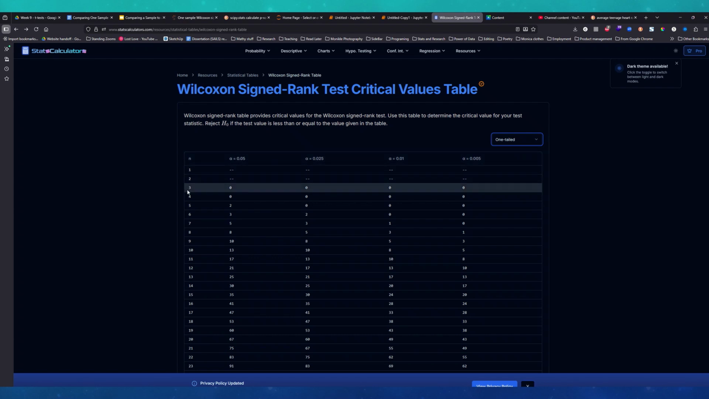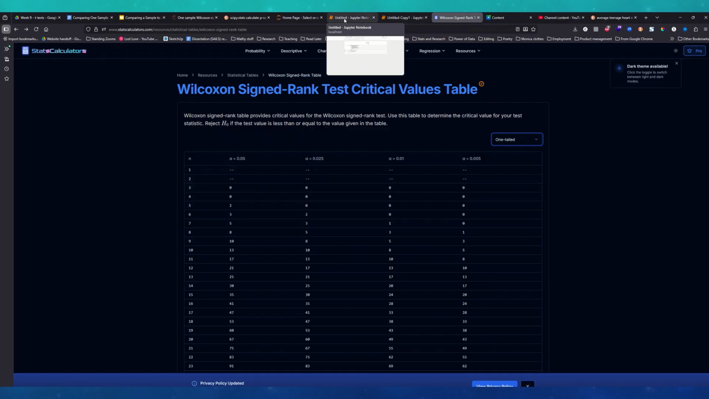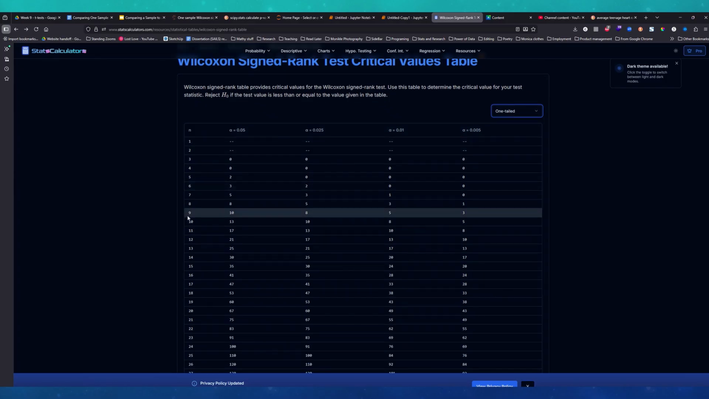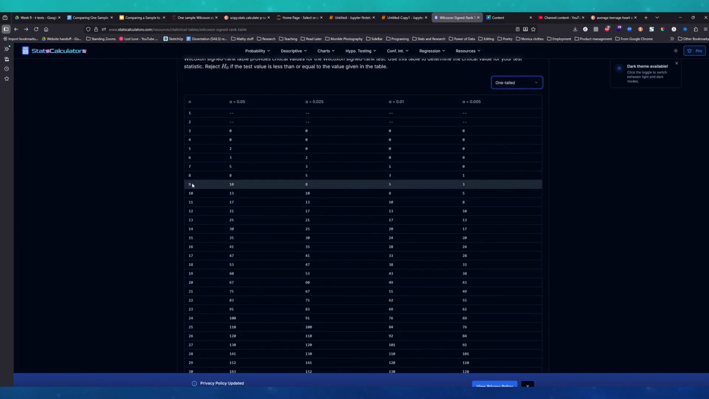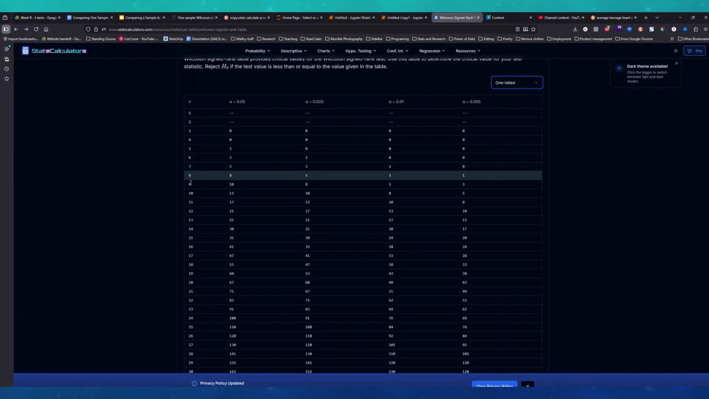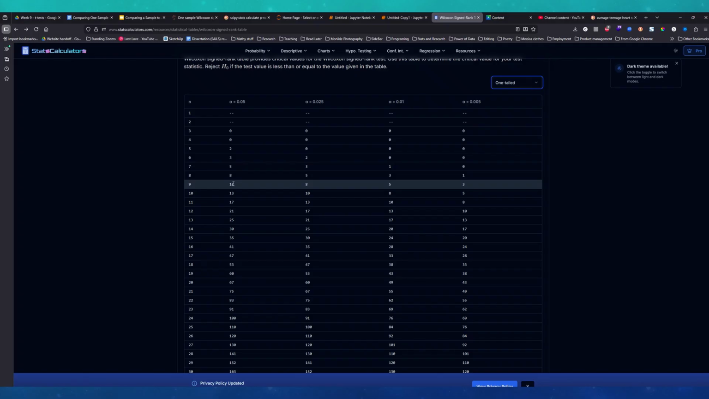And then you're going to look at what your n is. So what was the size of your sample? All right, and if we scroll down and we find our n value, which I think we had, yes, we have 9 values. So I'm going to scroll down to 9, and then I'm going to look over at the alpha of 0.05 or whatever your alpha was. And I look at this, and this is my critical value of 10.